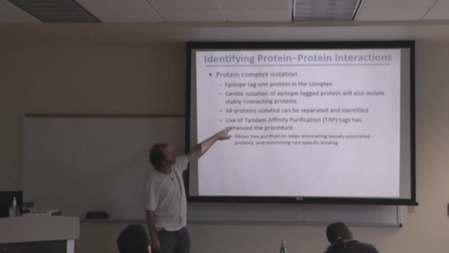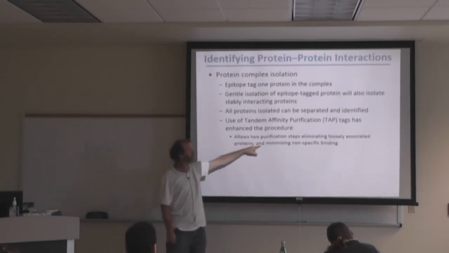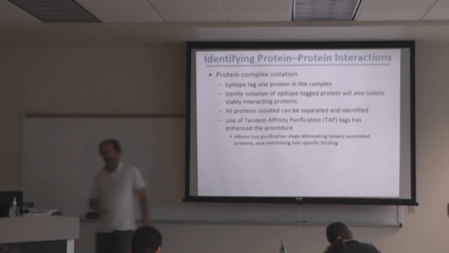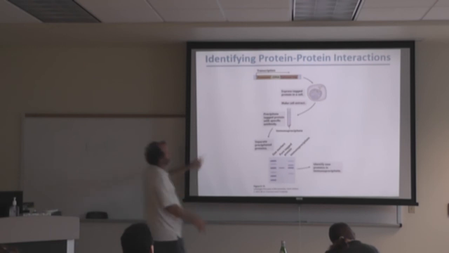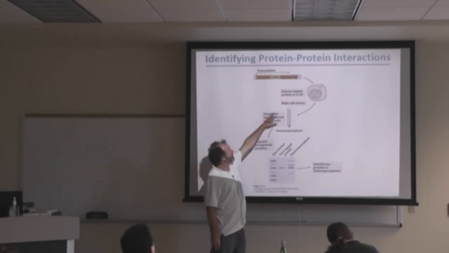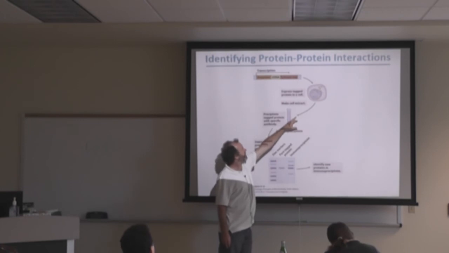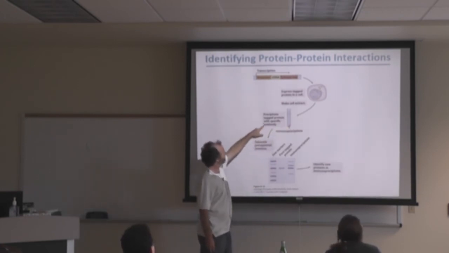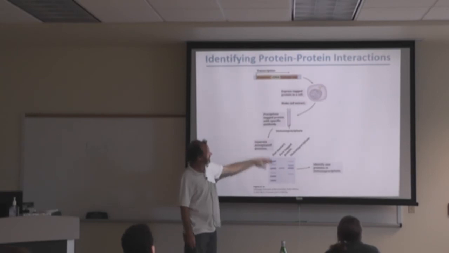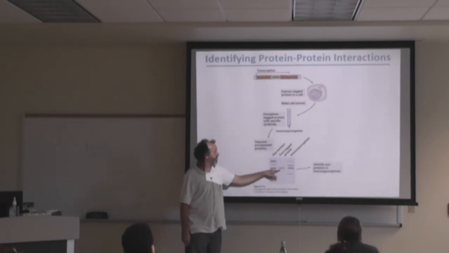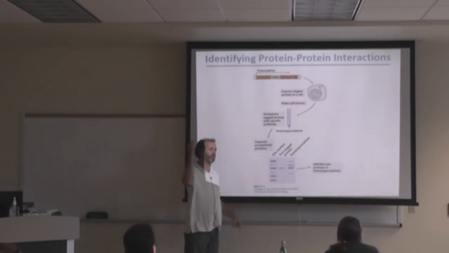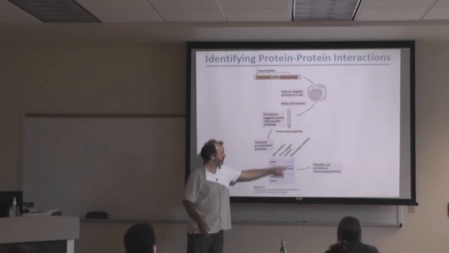One of the methods is the use of tandem affinity purification tags. The procedure allows two purification steps, eliminating loosely attached proteins and minimizing non-specific binding. And it works like this. You make the cDNA with the epitope tag, express it in cells, and then you make the cell extract. You precipitate the tag protein with a specific antibody. Then you can run that on a gel and identify the bands that come out with the pure tag protein. You can cut these out of the gel and send them through a mass spectrometer and identify what proteins these are.